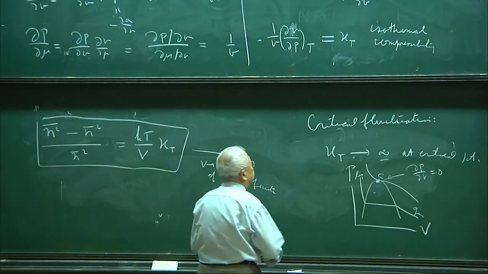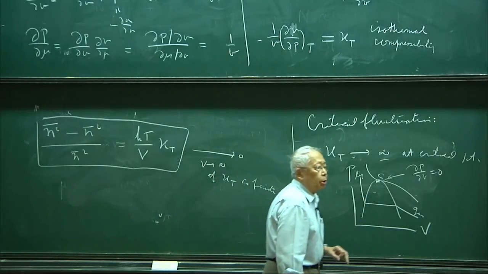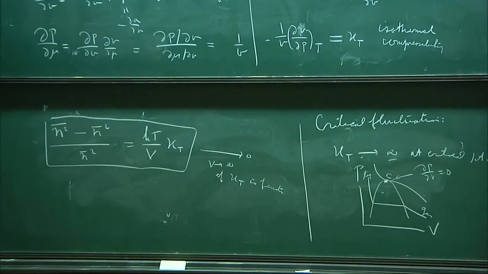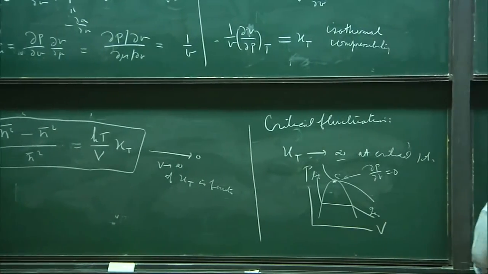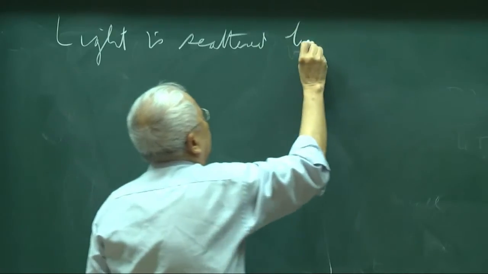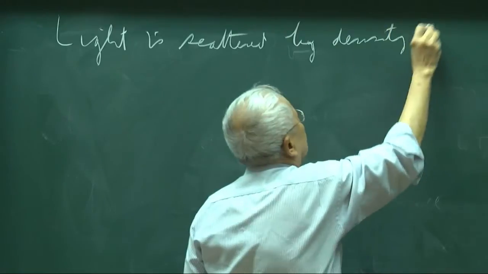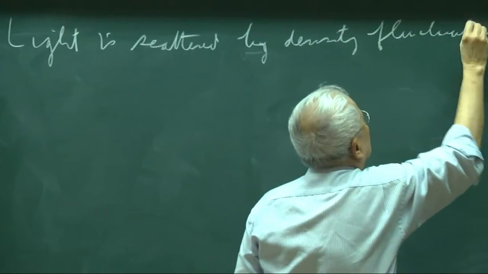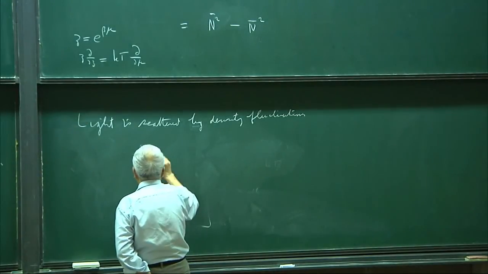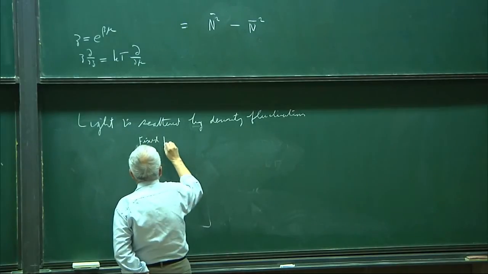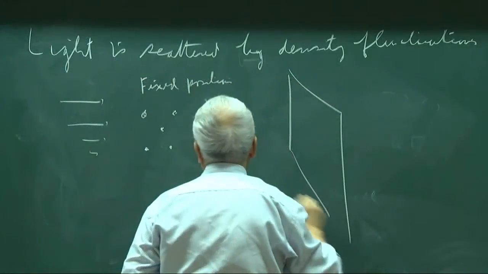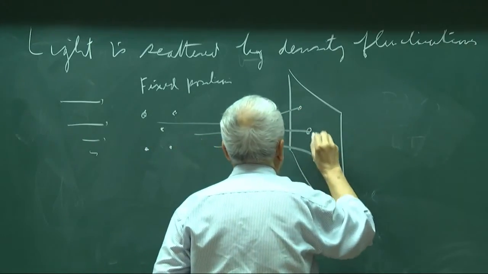Because you know that this leads to the phenomenon called critical opalescence. Light is scattered by density fluctuations. That's a very important fact. If you have a system of scatterers with fixed positions, then you send light in, you put a screen here to see what you get. You just get spots, diffraction spots, the von Laue spots.